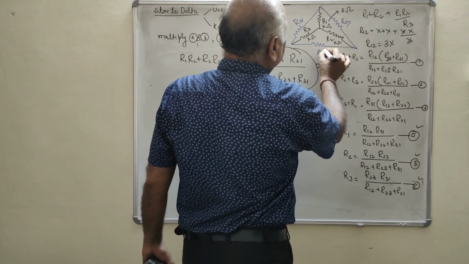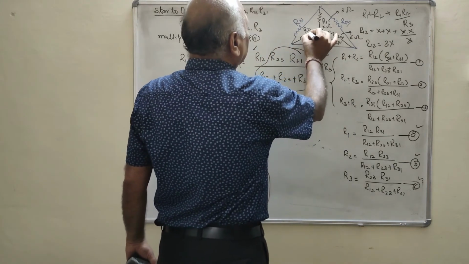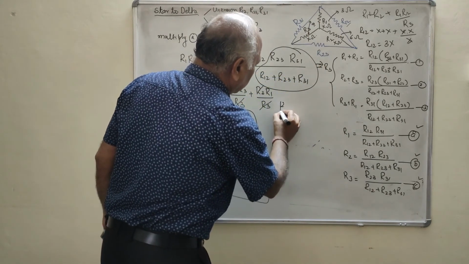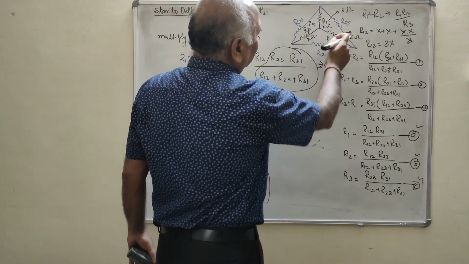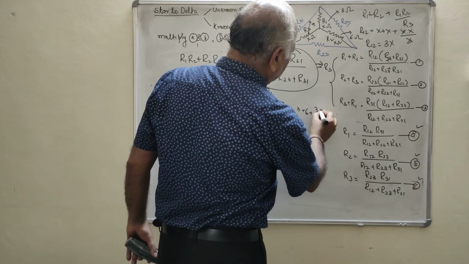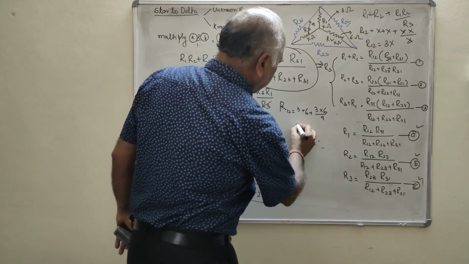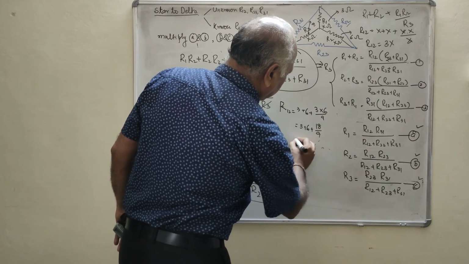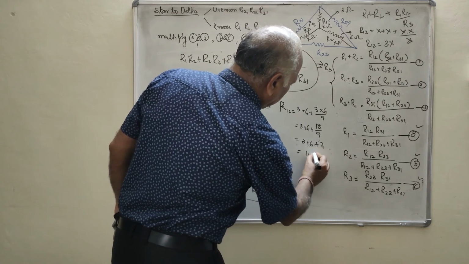Clear? For example, say this is 3 ohm, this is 6 ohm, and this is 9 ohm. Then what is the value of R12? That is R1 plus R2, that is 3 plus 6 plus 3 into 6 upon the remaining resistance 9 ohm. That is 3 plus 6 plus 18 upon 9, that is 3 plus 6 plus 2, that is 11 ohm.